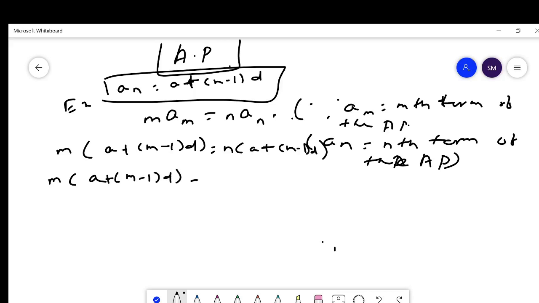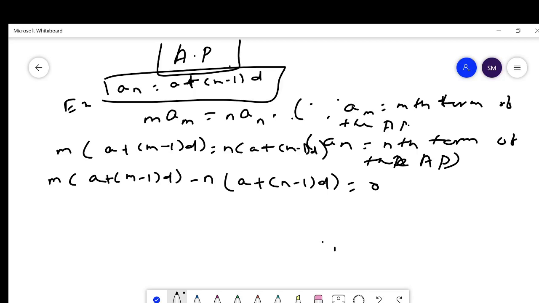Be careful students, please. When you solve, a simple mistake will give you a wrong answer. Please practice more and more questions and a variety of questions. Then only can you answer any question asked in your exam paper.